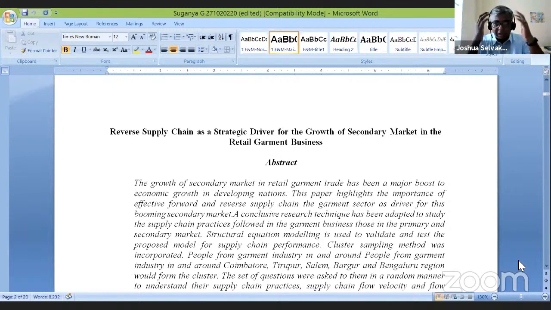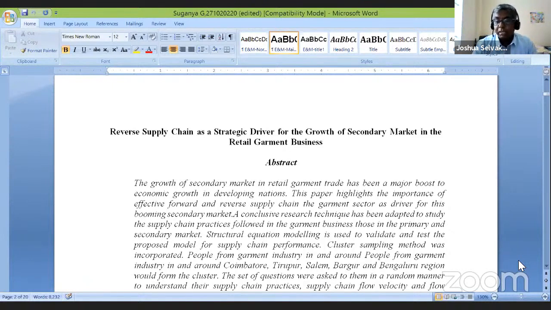So that was the focus of our study, and we had used certain scholars. I had sent them to Tirupur. I had sent another group to Bargur. Bargur is a place near Jolarpet, near Krishnagiri, on the border with Bangalore. This is another place where you'll get a secondary market for cloth, for garments.